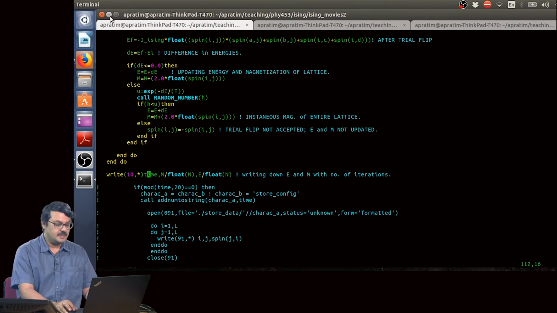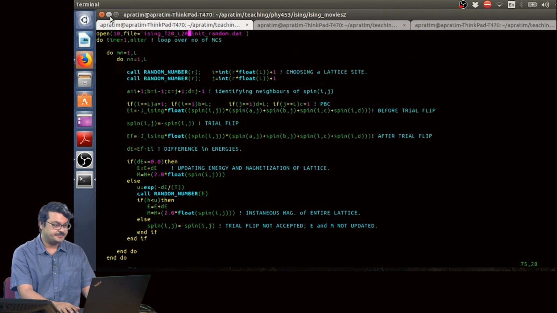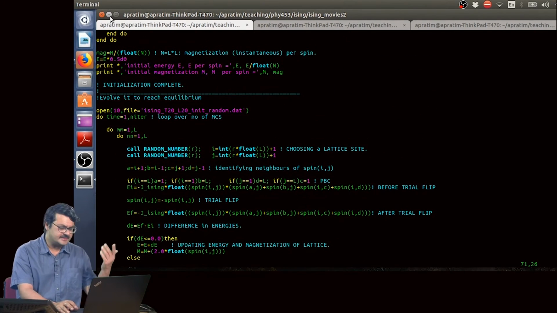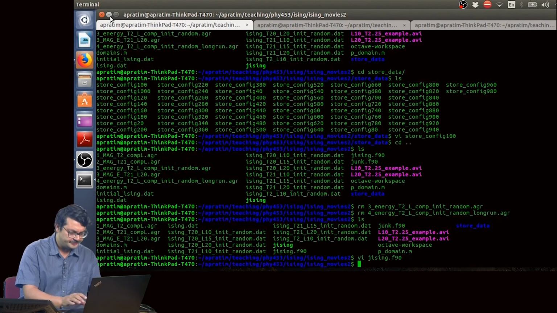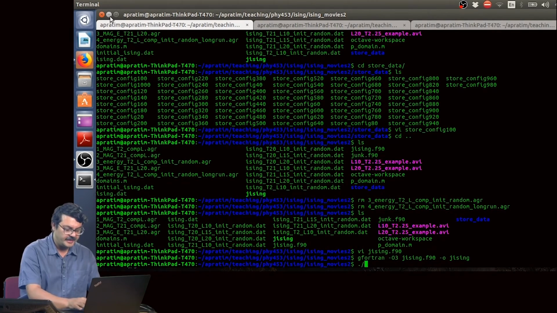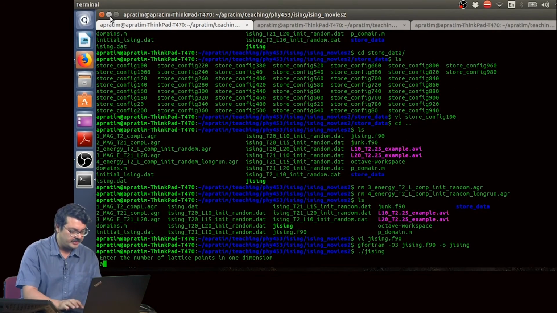Here, the magnetization per spin and the energy per spin are going to be written down in this file, just as previous times. So, gfortran -O3 J_Ising.F90 -o J_Ising, compile, and run J_Ising.